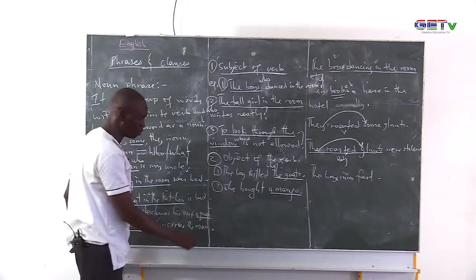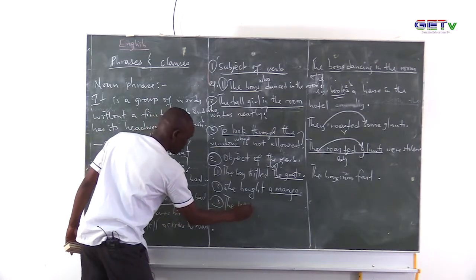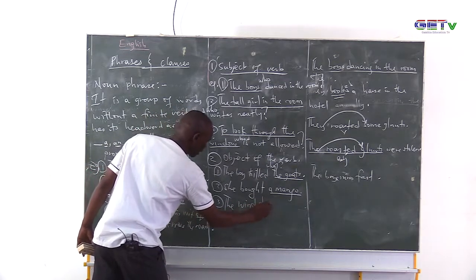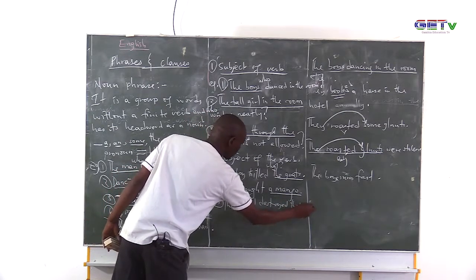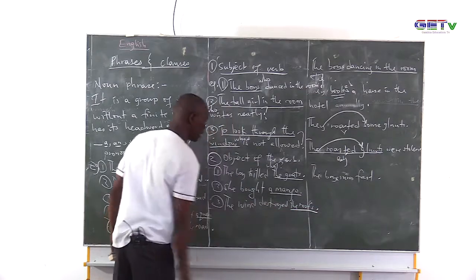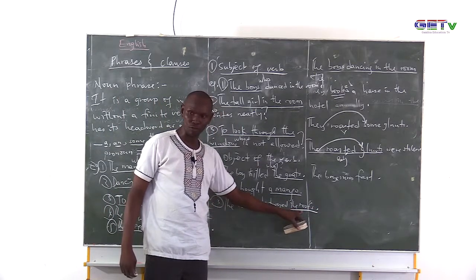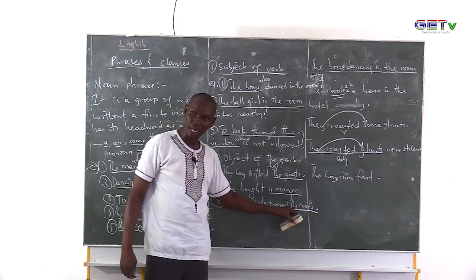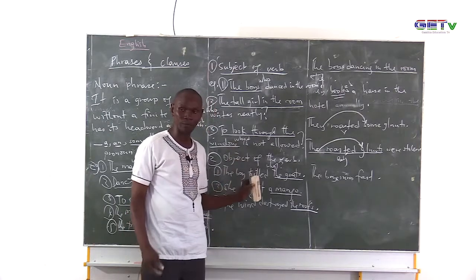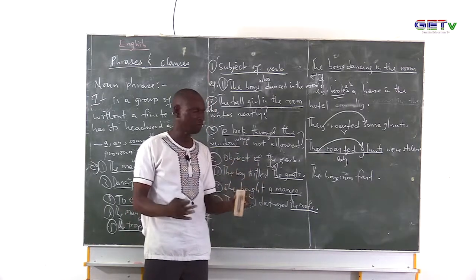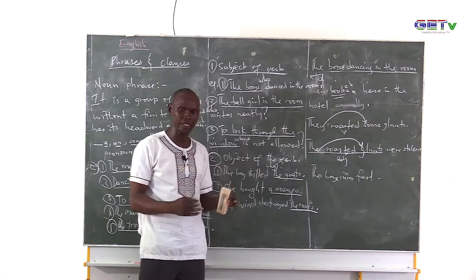Then example 3, I say the wind destroyed the roofs. Now, if the roofs is underlined, the wind destroyed what? The answer is going to be the roofs. So this becomes a noun phrase and it becomes object of the verb destroyed. So this is the second function of noun phrases. They are either subjects or object, and these are things that you need to take note of.